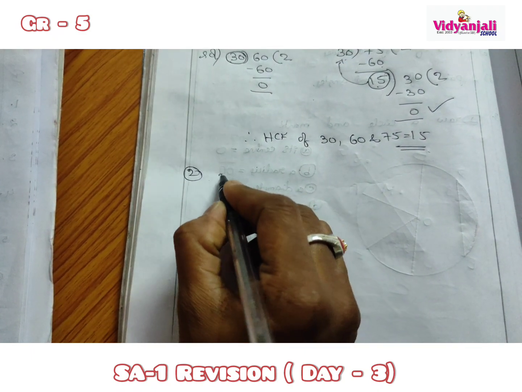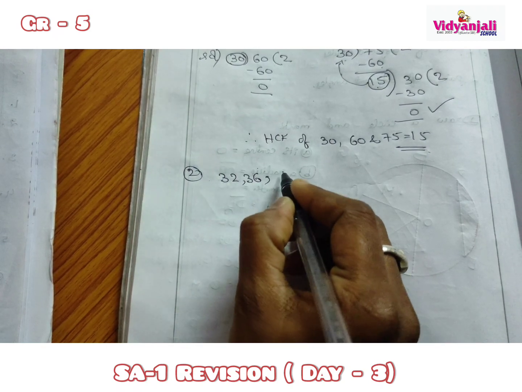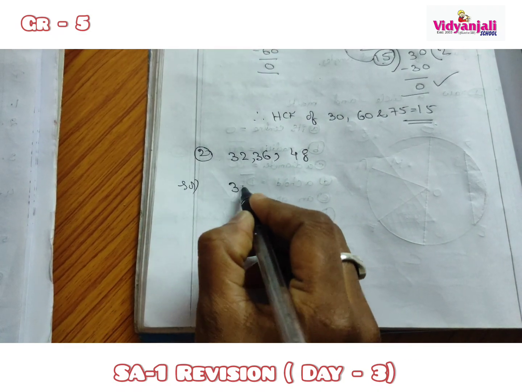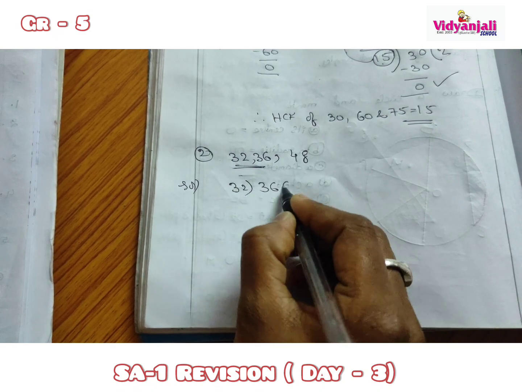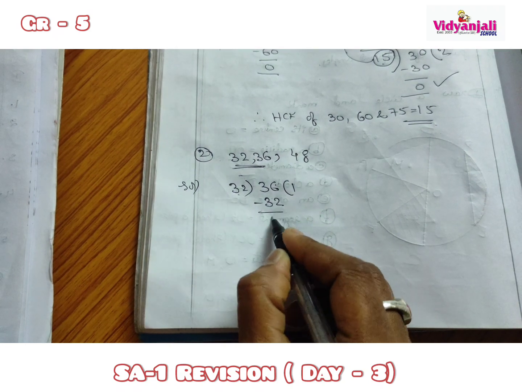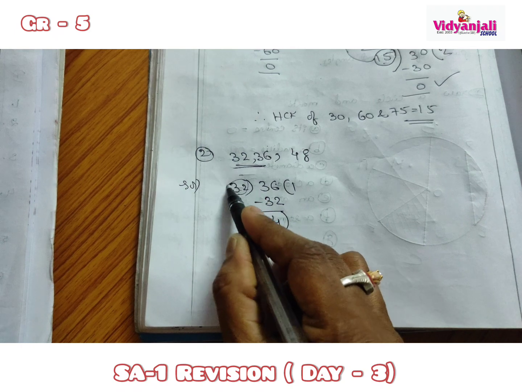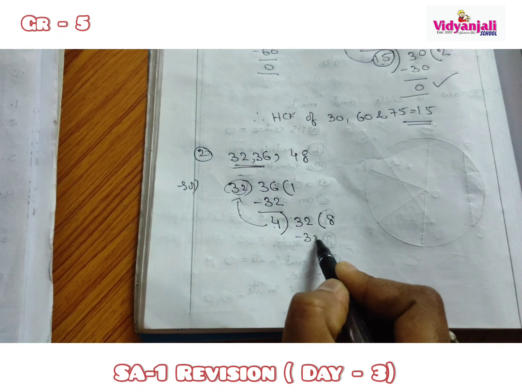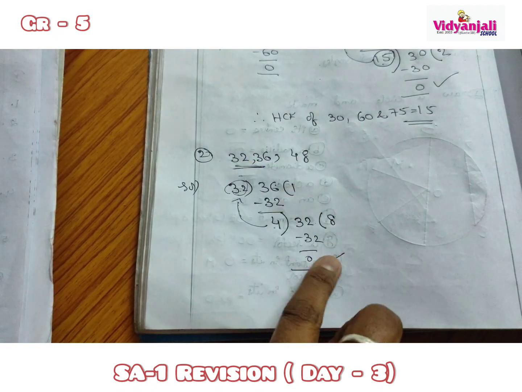The second question from our worksheet is: find the HCF of 32, 36 and 48. See, I always prefer long division only. First let us do long division for 32 and 36. 32 ones are 32. 36 minus 32 is 4. And then we must take the previous divisor here, 32. In the 4 times table, 4 8s are 32, right? We got 0. Okay, the HCF of the first two numbers is 4.